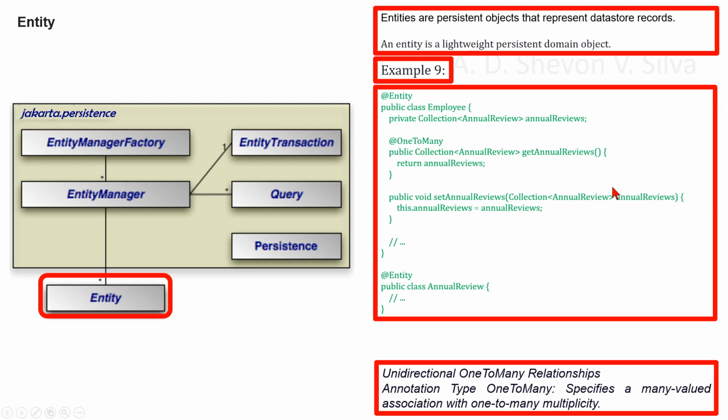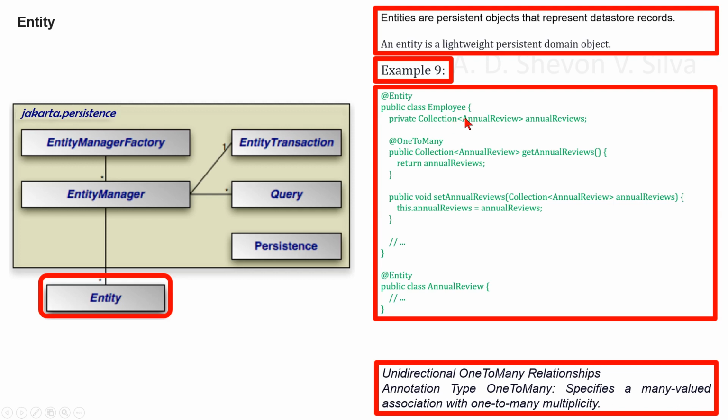The following mapping defaults apply here. The entity employee is mapped to a table named employee. Entity annual review is mapped to a table named annual review. There's a join table that is named employee_annual review, owner name first. This join table has two foreign key columns. One foreign key column refers to the table employee and has the same type as the primary key of employee.